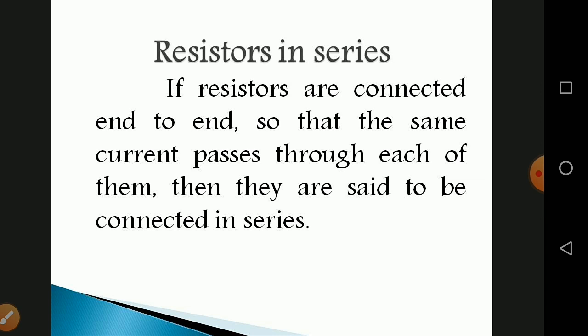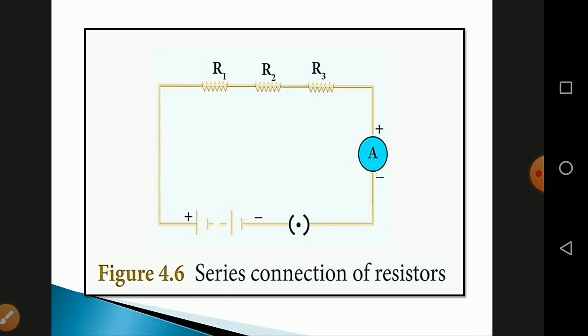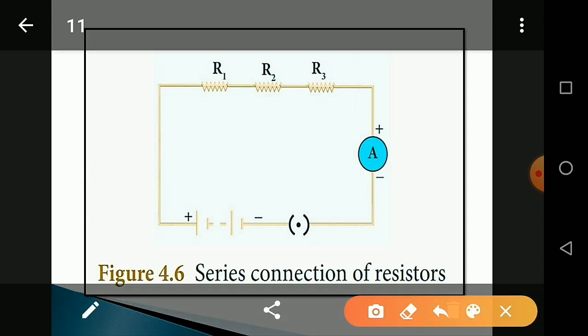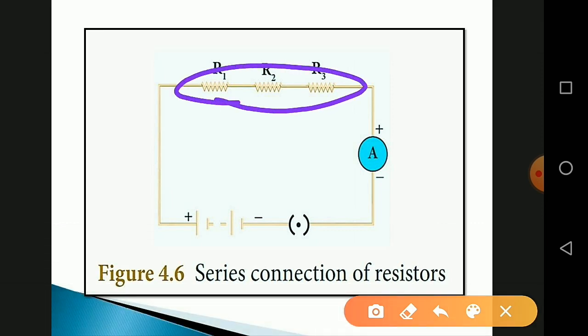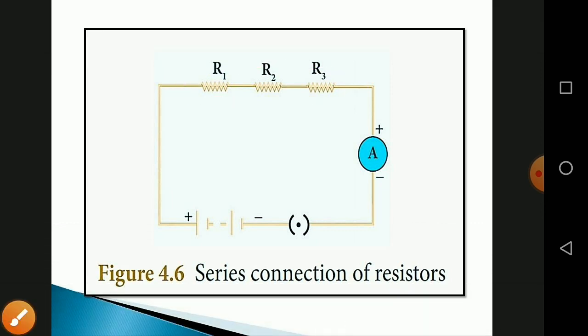Thus, if the resistors are connected end to end, so that the same current passes through each of them, then they are said to be connected in series. If we see the diagram, the resistors R1, R2 and R3 are connected in series.